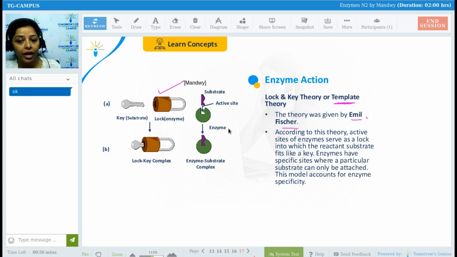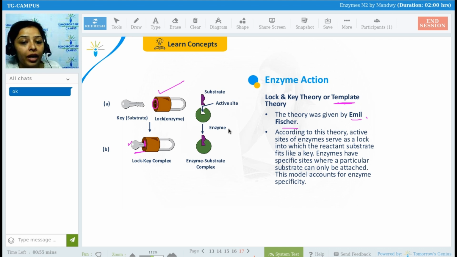The lock. Active site of enzyme serves as a lock. And here they have a small site to which the key can attach. So here the key is substrate. When this substrate binds to that particular site in the enzyme, in the lock, they will make a complex, lock and key complex.